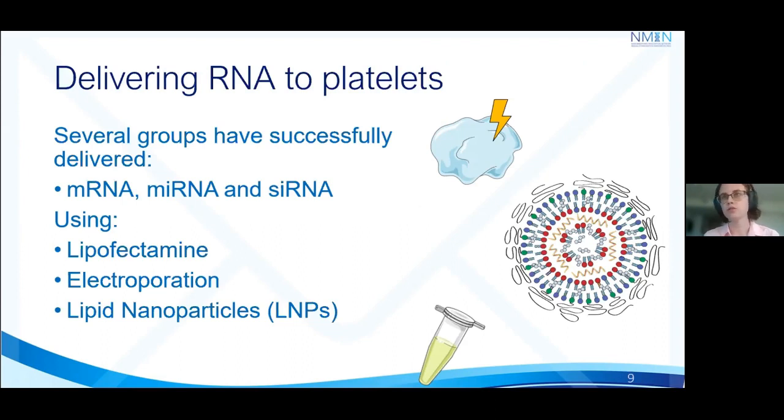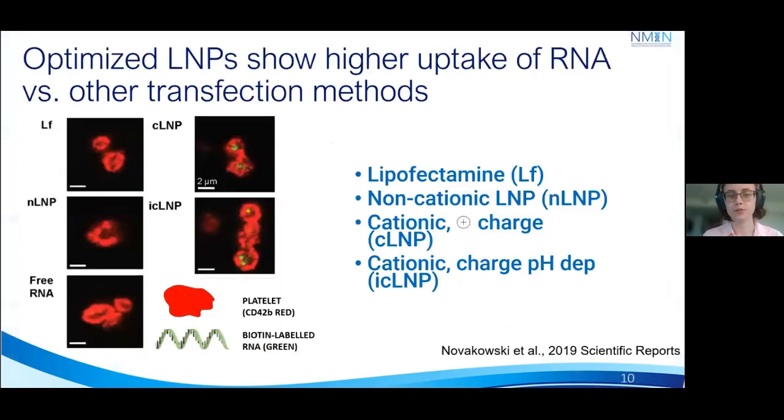Lipid nanoparticles, or LNPs, have really been at the forefront of the new technology for delivering mRNA to platelets. This has been done by our lab, and this was research done by Stephanie Nowakowski. She took platelets that had been labeled and delivered different types of LNPs that contained biotin-labeled RNA, in green. These are representative confocal images of lipofectamine, non-cationic LNPs, and free RNA, compared to cationic and ionizable cationic LNPs. You can see here that there's actually uptake of the RNA within the platelets in comparison to these other methods.